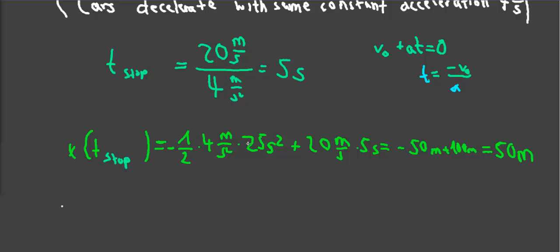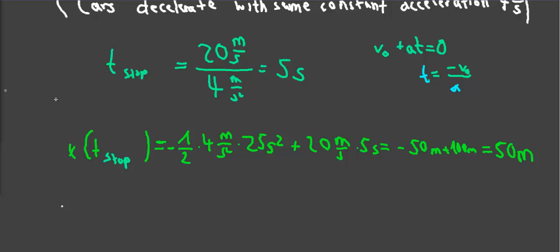So what we get in the end is 4 times 25, that's 100. 100 divided by 2 is 50, and 20 times 5 is 100. So we get minus 50 meters plus 100 meters, which is equal to 50 meters. So the crosswalk is 50 meters away.